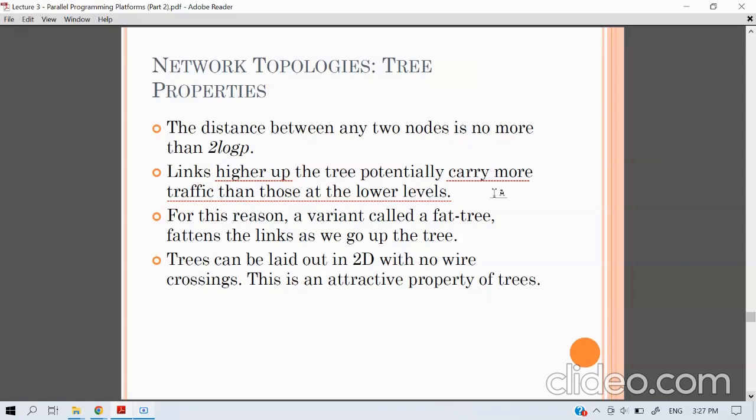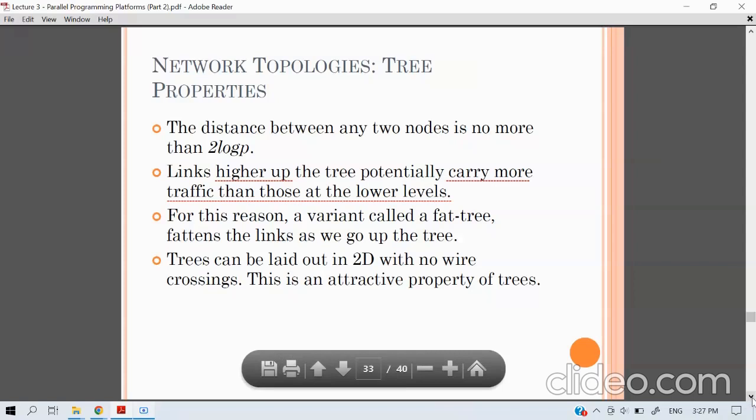For this reason, a variant called a fat tree fattens the links as we go up the tree to overcome the heavier traffic in the upper levels of the tree. So fat tree is being introduced. Okay, trees can be laid out in 2D with no wire crossing. So this is an attractive property of a tree.